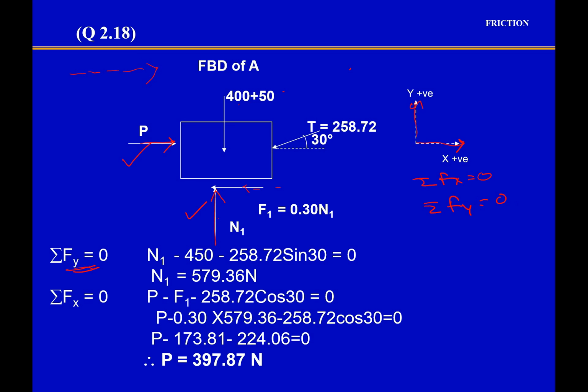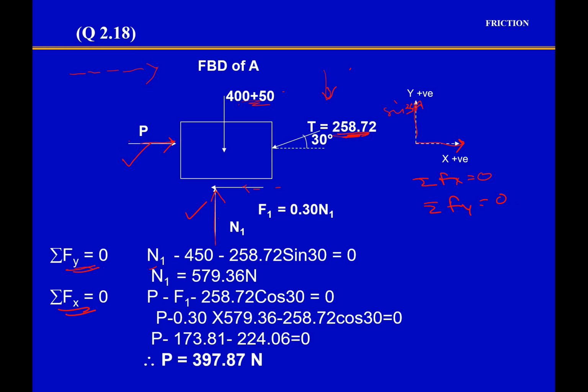So when you are writing sigma Fy equal to 0, N is positive, it is in the upward direction. Then we have 450 Newton acting downwards, so the sign is negative. Then we have the T force, acting at an angle of 30 degrees. If we take the vertical component of that, 258 sine 30, the vertical component would be acting vertically downwards, so the sign is negative. If you solve it, you get the N value as 579.36 Newton.